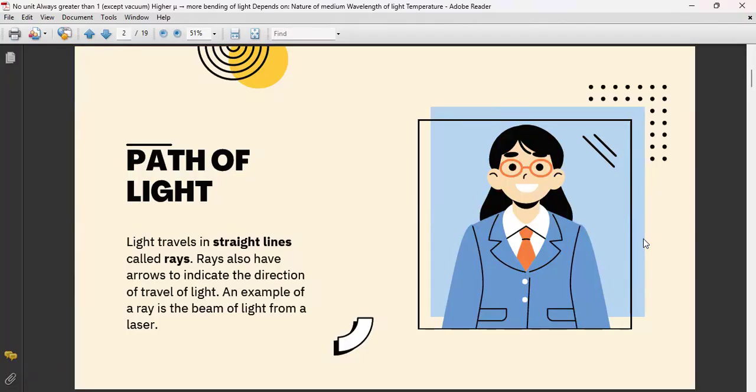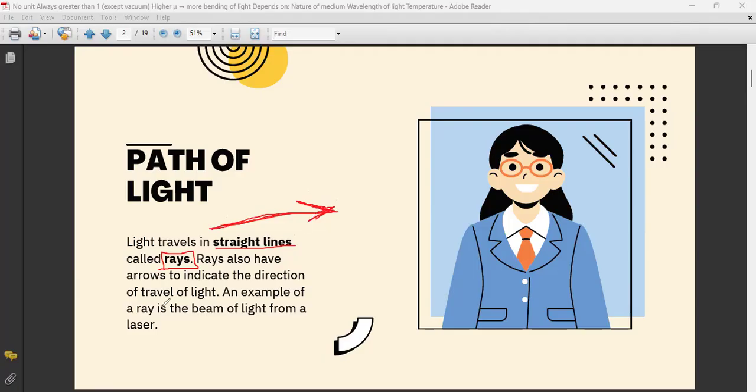So, starting with the path of light. The basic concept about light that we know is that it travels in a straight line, which are called rays. Light always travels in a straight path, which is called a ray. This is not a straight line, but you may consider it as a straight line. This is a path of light which travels in a straight line, and it is called a ray. A ray also has an arrow to indicate the direction of travel of light. So if I have drawn it this way, this means light is traveling in this direction.